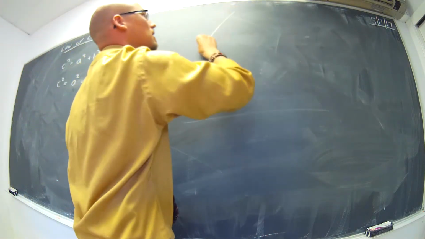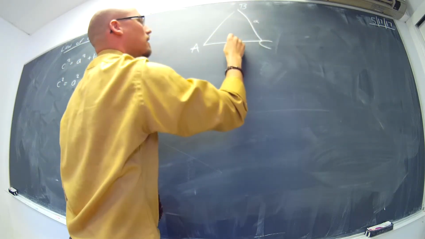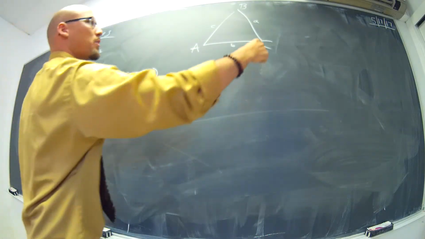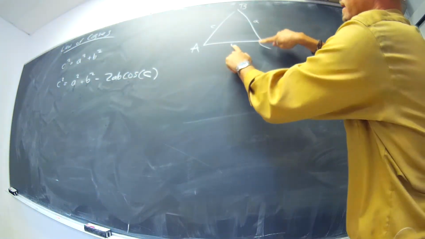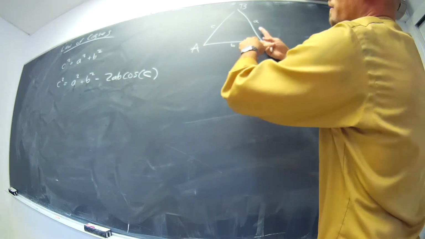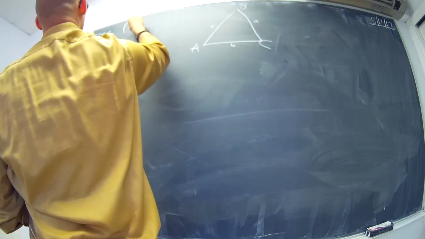We have A, B, C. This is little a, little b, little c. So if I know little a, little b, and the angle C, if I know those three facts, side, angle, side, I can solve for the opposite side. So law of cosines is sweet if you have side, angle, side.